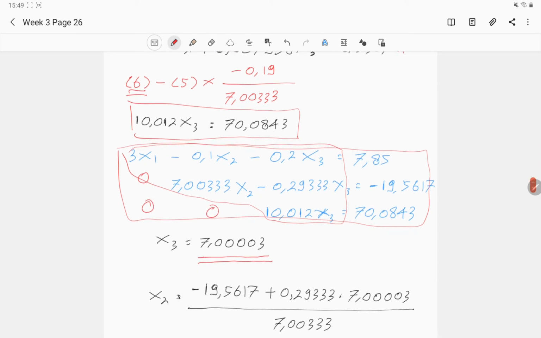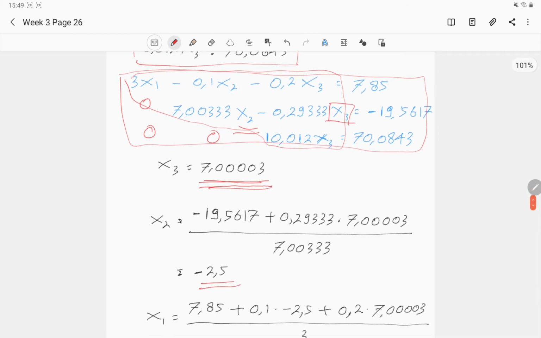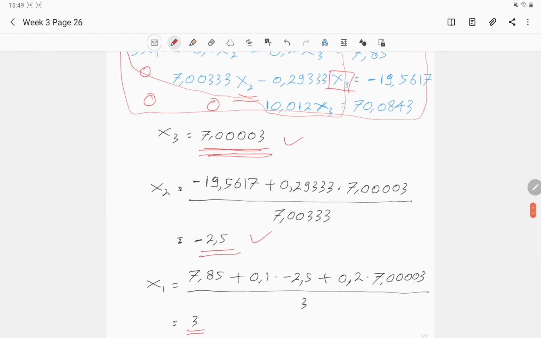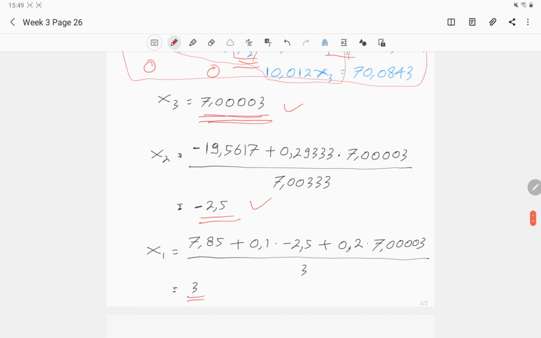Then we can find the value of x3. Once we find the value of x3, we can substitute it into this equation to get x2, which is what we did here. So we get minus 2.5. After we get the values of x3 and x2, we input them into these equations to get the value of x1. We find that the value of x1 is 3. So after the back substitution, we managed to get all the values of x1, x2, and x3.